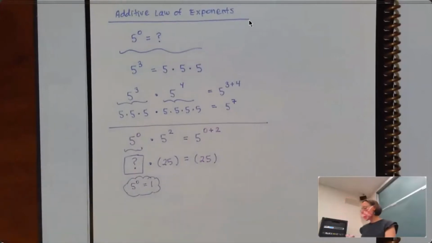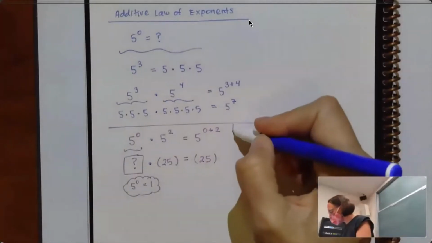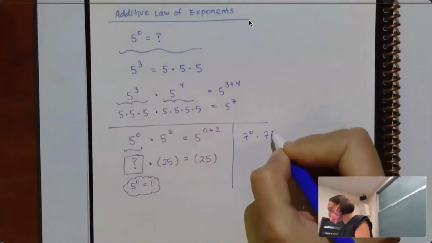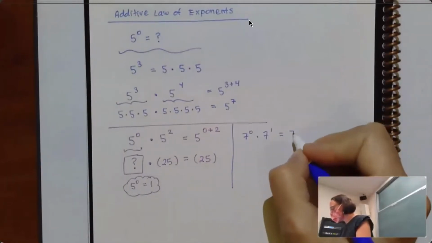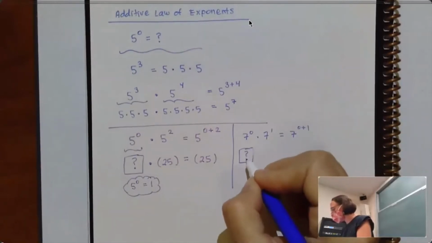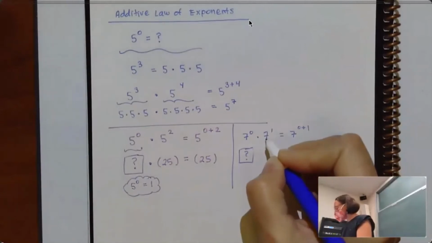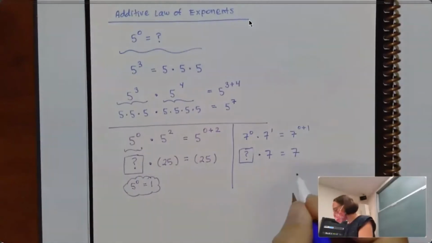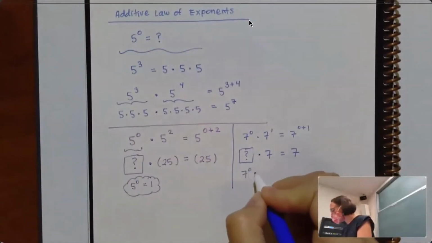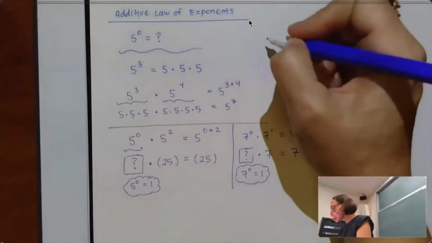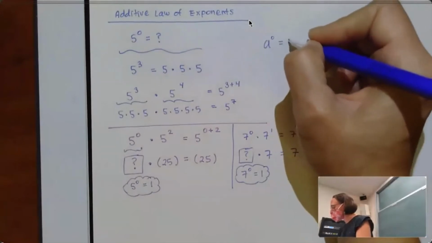Now, no matter what base you put in there, this same kind of thing is going to happen. If I had 7 to the 0 times 7 to the 1, that's going to be 7 to the 0 plus 1. If I wasn't sure what was going in this box, that's a 7, and that is also a 7. What times 7 equals 7? We don't have a choice. 7 to the 0 must be equal to 1. So in general, when I have a number raised to the 0 power, that's equal to 1.